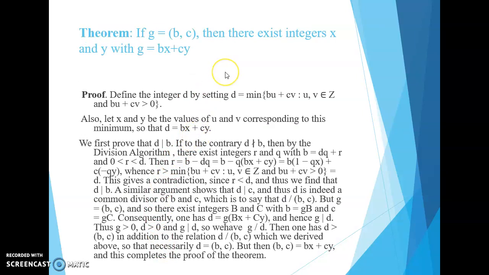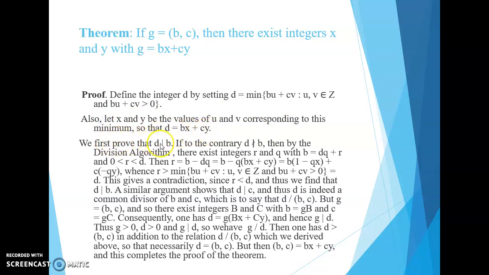Next, we look into a theorem. As I explained in the example, the same thing will be proved here. If g is the GCD of b and c, then there exist integers x and y with g equal to bx plus cy. For that, I define the integer d, which is equal to the minimum of bu plus cv, where u and v are integers, and bu plus cv is greater than 0. Also let x and y be the values of u and v corresponding to this minimum, so that d is equal to bx plus cy.